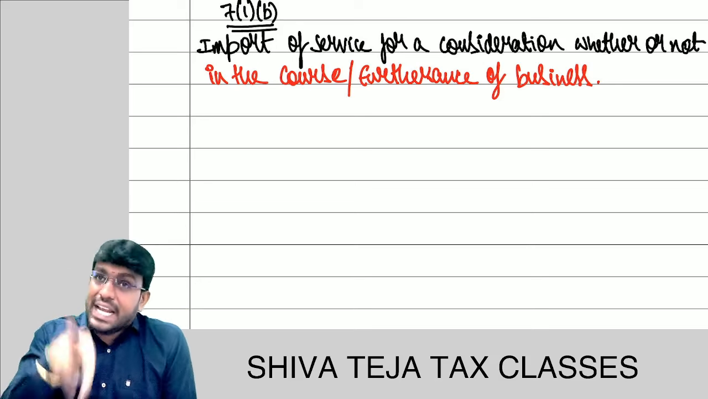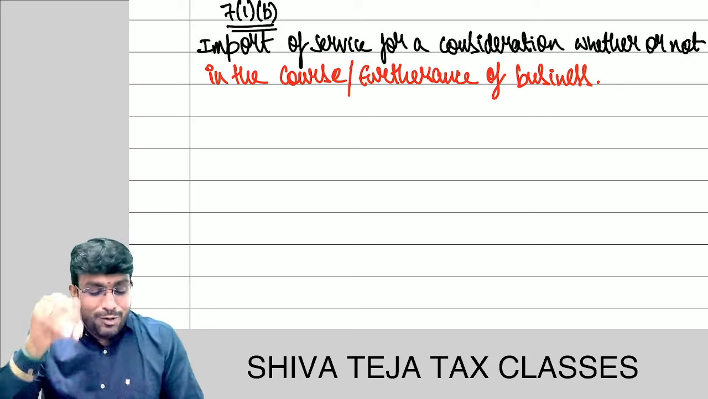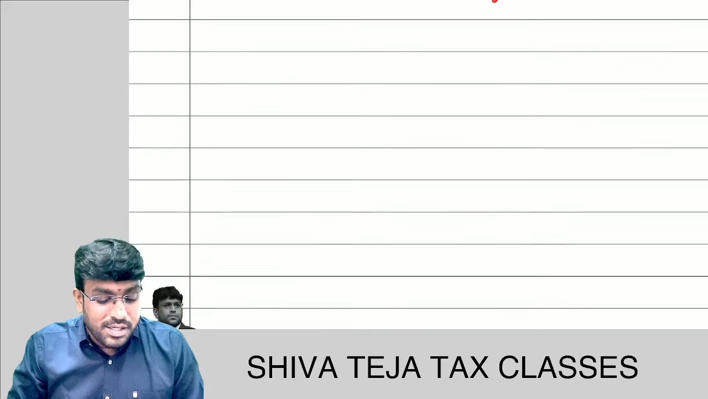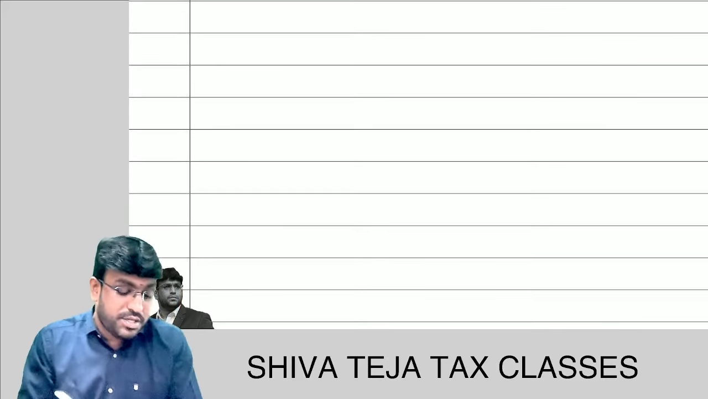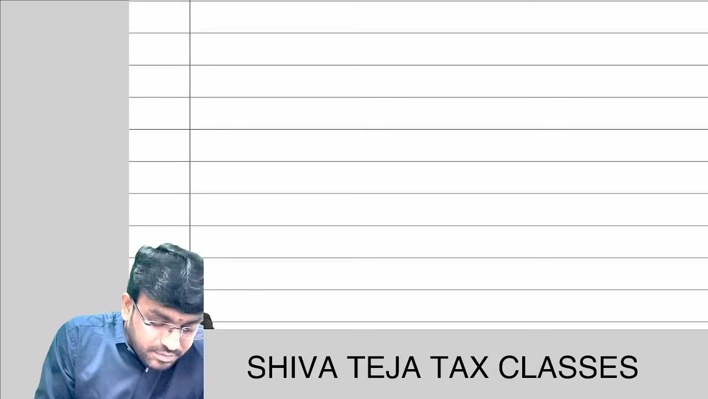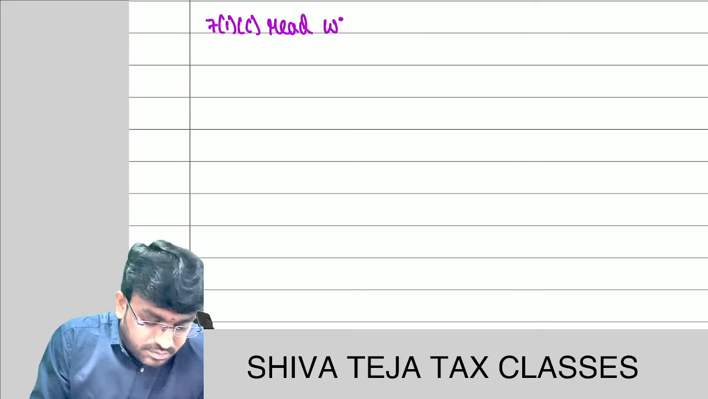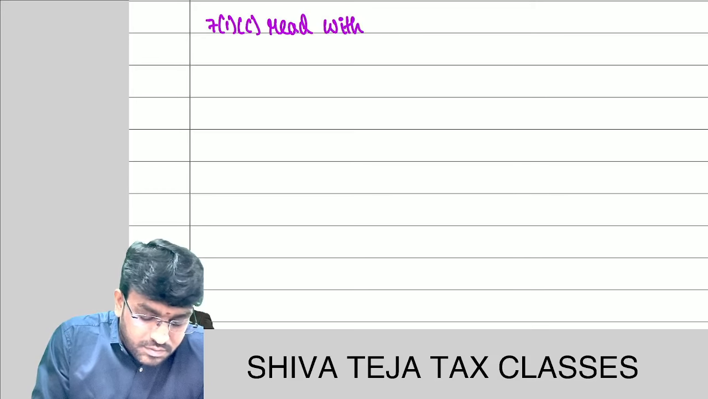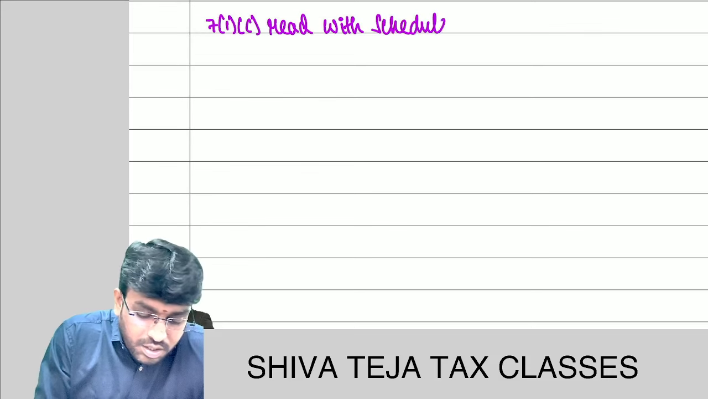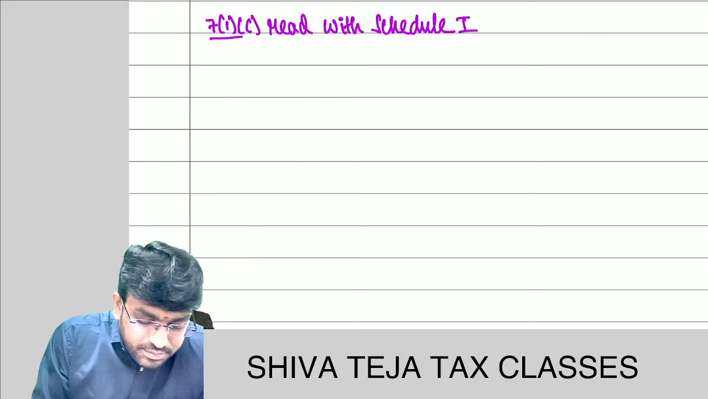So 7.1a done, 7.1b done. Now let's see the crazy point, 7.1c. Something very important. 7.1c. Read with.